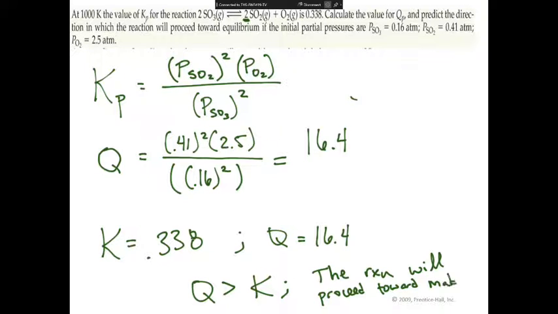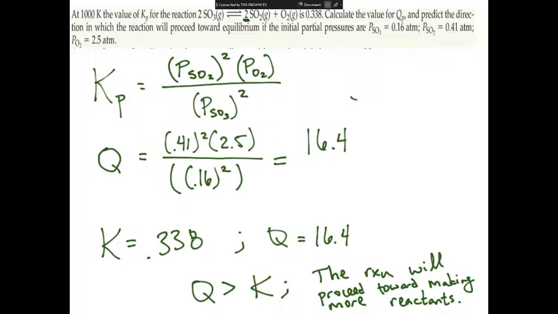Toward making more reactants. If somebody says toward the left, that means toward more reactants. It needs to make more SO3. This reaction needs to make more SO3. All right, so that's what Q is all about. The math for it is easy. If you can do K, you can do Q. And then you just compare your answer if it's greater than, less than, or basically equal to.